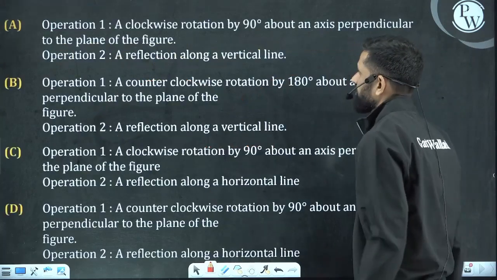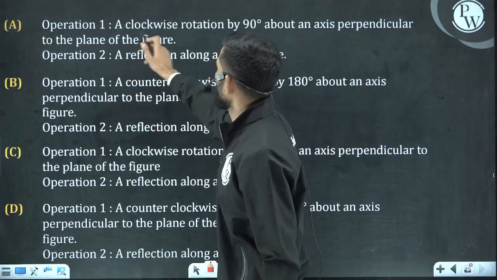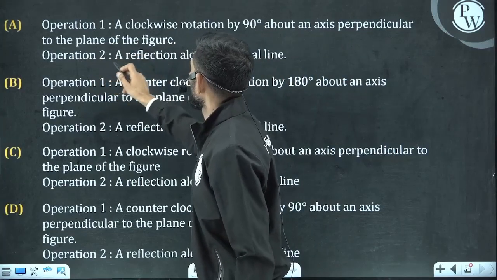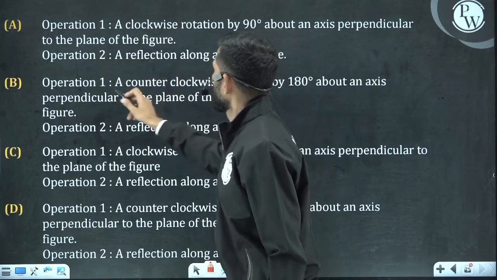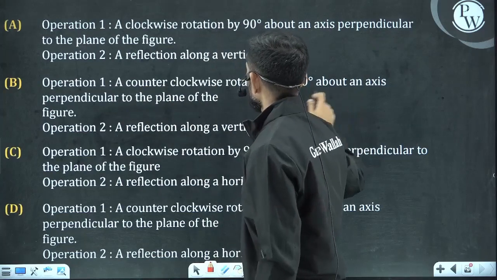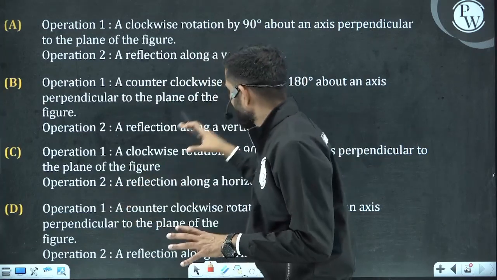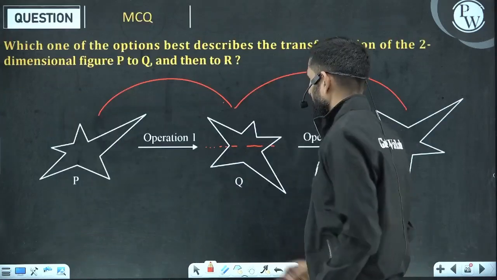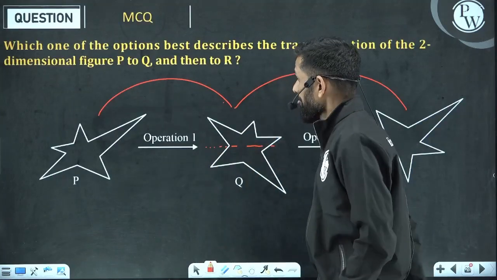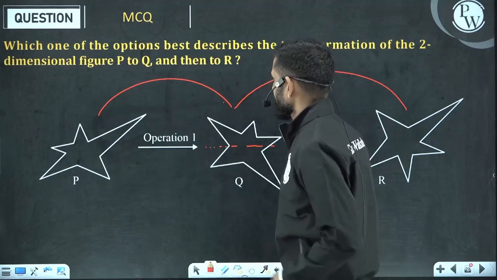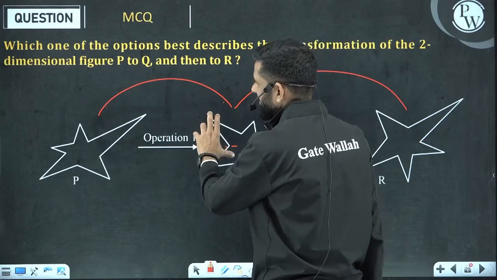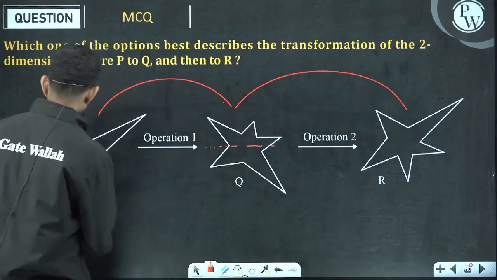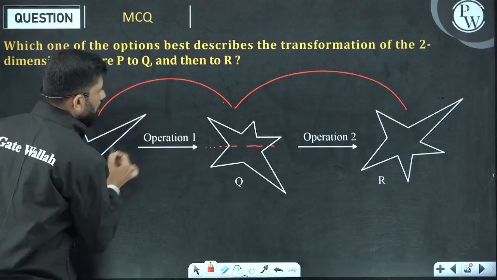If you see the options, they have given a clockwise rotation by 90 degrees about an axis perpendicular to the plane of the figure, then a reflection along the vertical line, then a counterclockwise rotation. So, my dear friend, they have given clockwise, anti-clockwise. So, first we have to understand the rotation, not the mirror image or water image. If you see the rotation, it is 90 degrees, because this is a smaller part, this is the longer one.